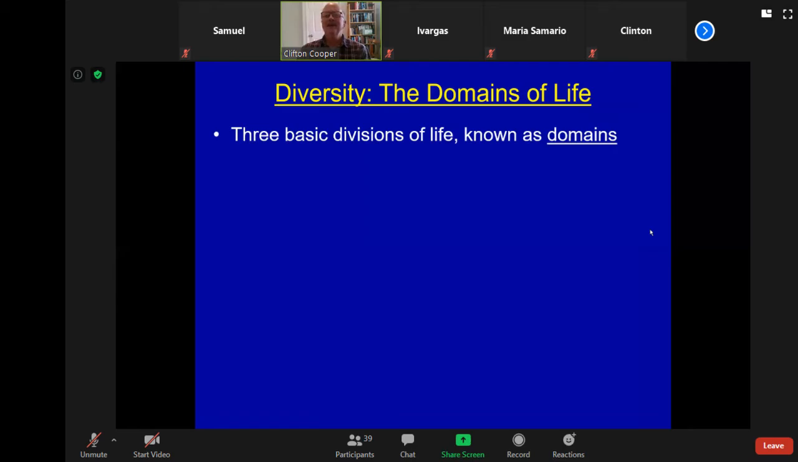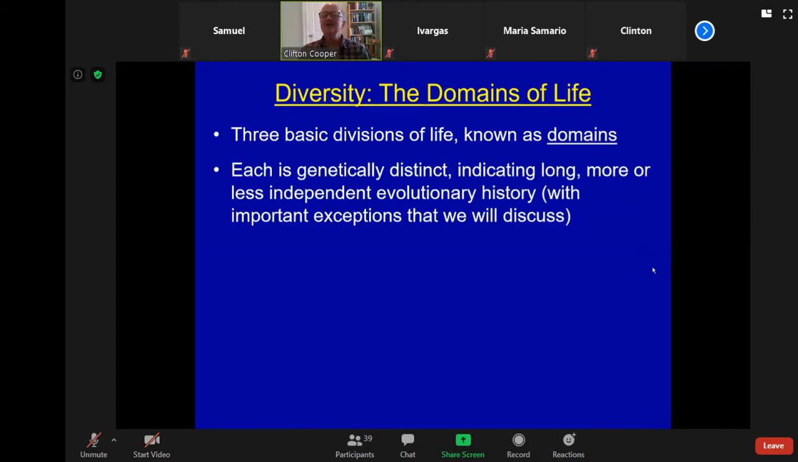Well, when we look at the diversity of life, we can break it all up into three of these categories, which are known as domains today. You take all the life forms on the planet, everything that's made out of cells, and we're able to essentially divide it up into one of three different categories, three different domains.